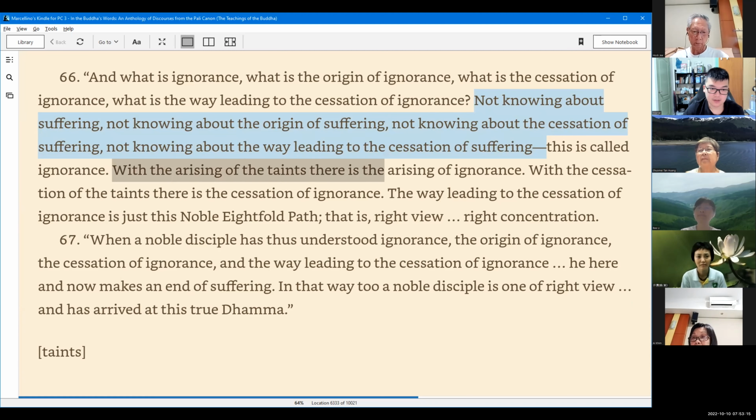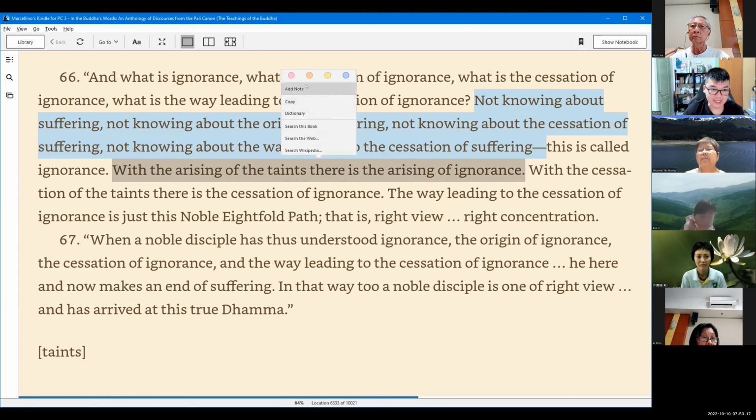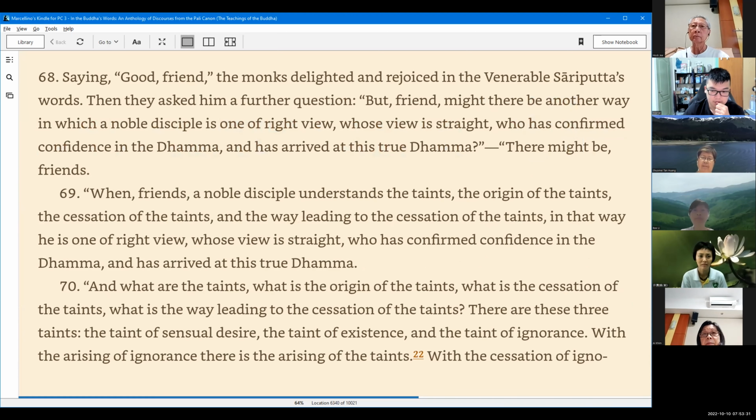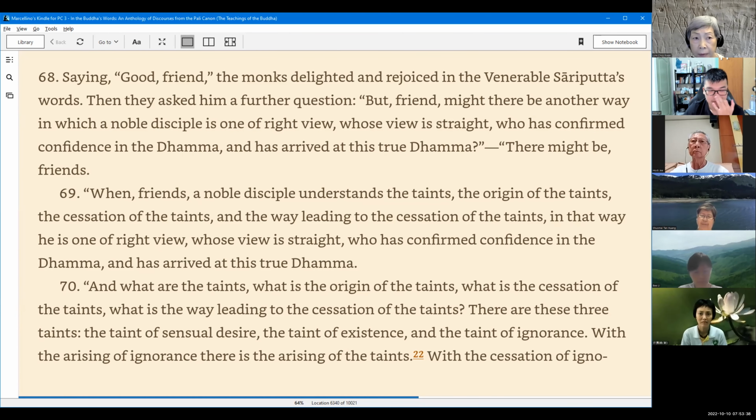And with the arising of the taints, there is the arising of ignorance. Sister Choi Kwan, would you like to continue? Taints, saying, "Good friend," the monks delighted and rejoiced in the Venerable Sariputta's words. Then they asked him a further question.